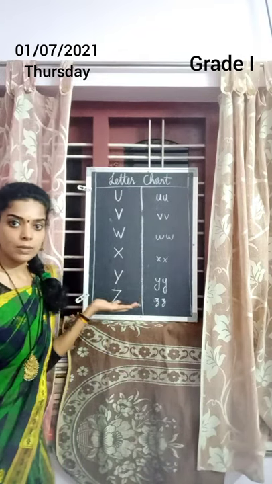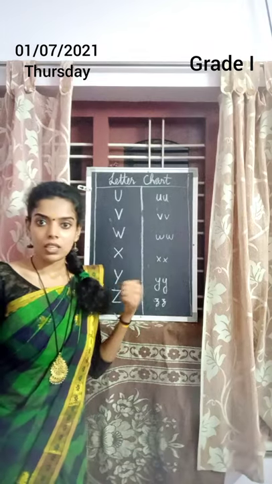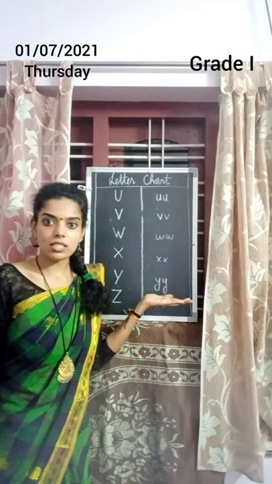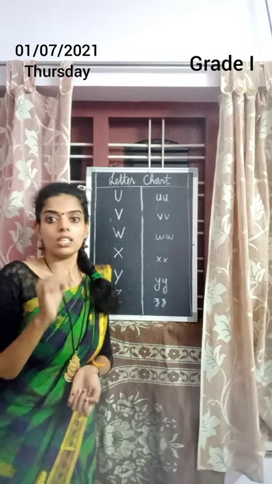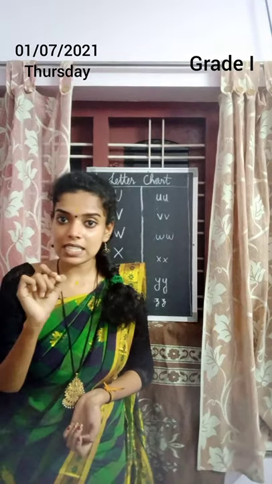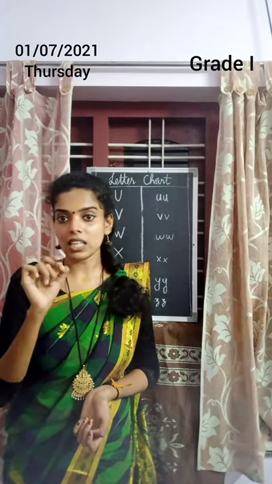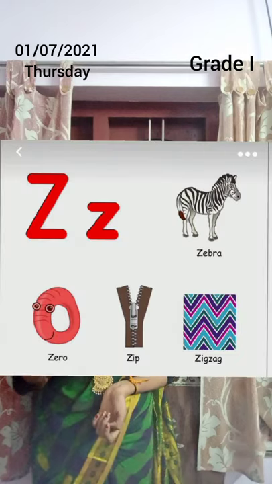What is this? Z. The sound of Z is z. It's the z sound. Not is, it's z. So the example is zebra.